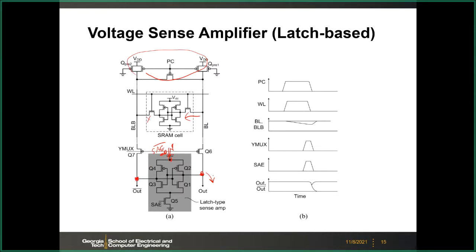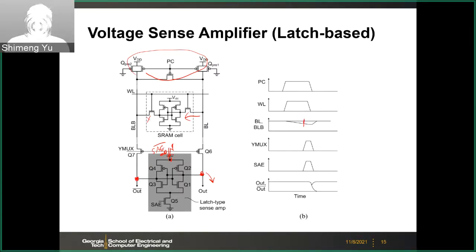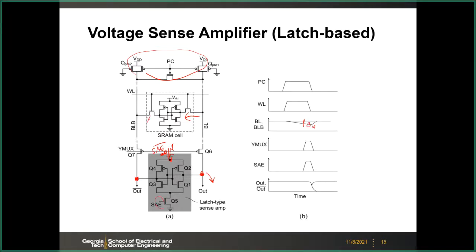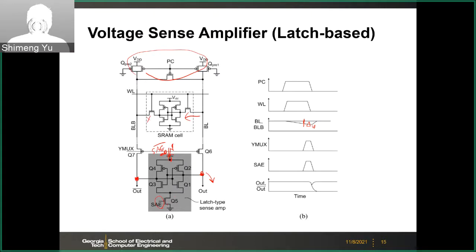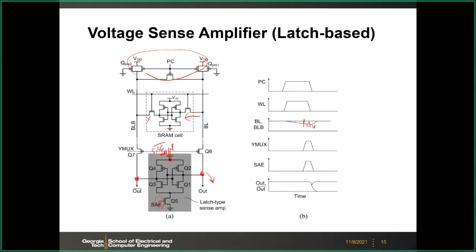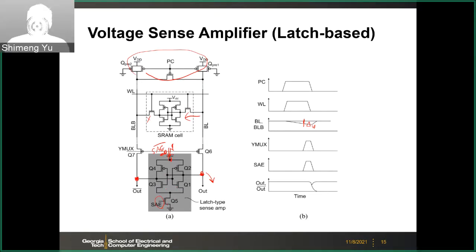Then after you create this delta V between those 2 nodes, you turn on this sense sample enable. So this latch will flip, as we discussed before. So then you will get the output. Because this is a positive feedback, this is pretty fast in terms of flipping time here.